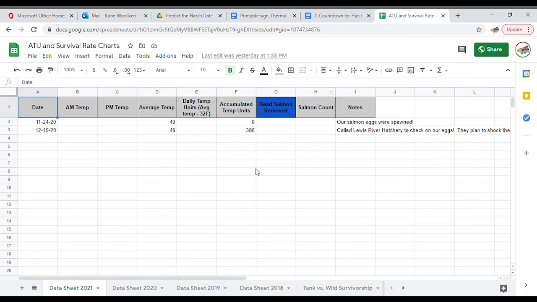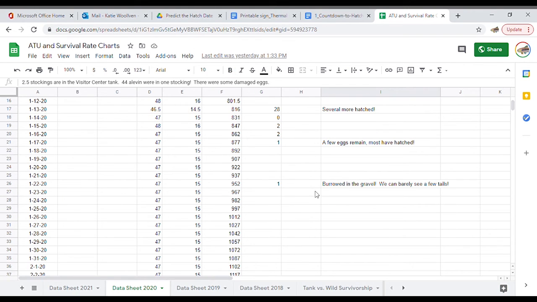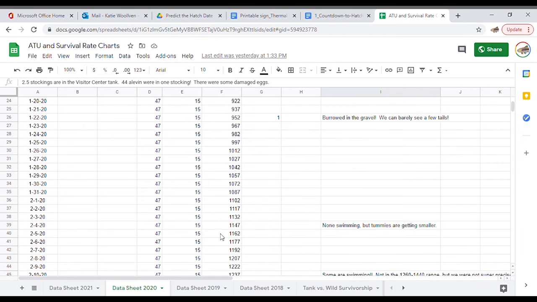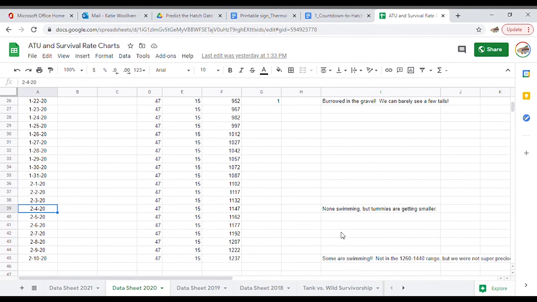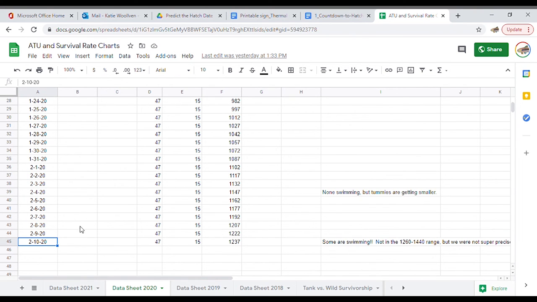So I'm actually going to come back here and look at last year's data. Was that true? When were my fish swimming? Most of them had hatched at 877, and even before it was more like 850. So none swimming February 4th, none still swimming, none swimming yet. And then I got my first swimmers February 10th, and I don't have the data for when all of them were swimming, but I did get some starting to swim a little bit before that range of 1260. Okay, so happy predicting, everybody.